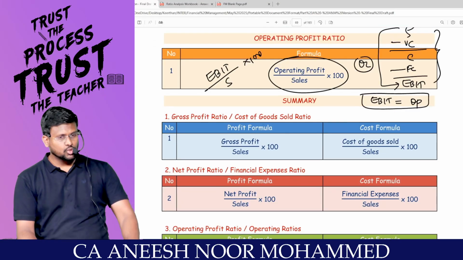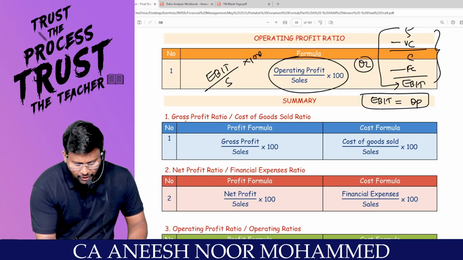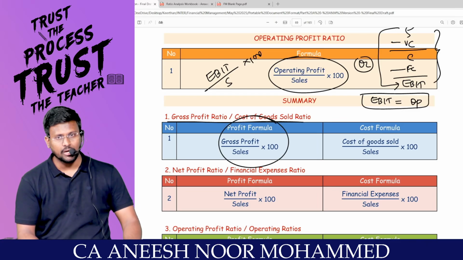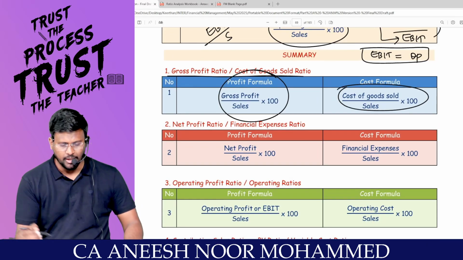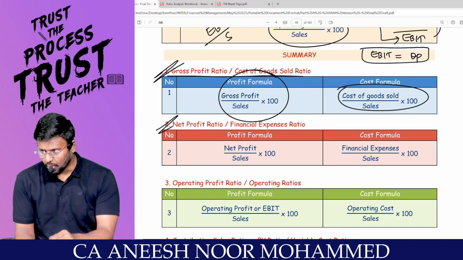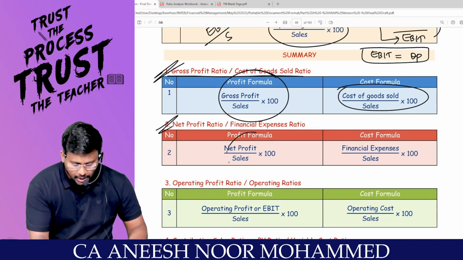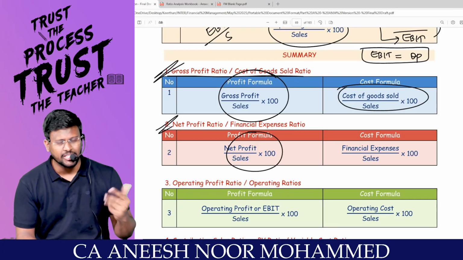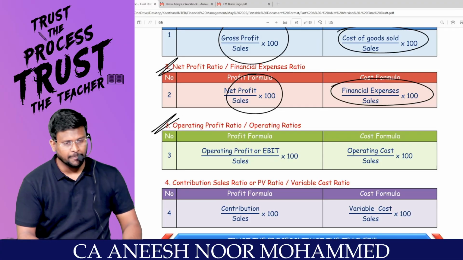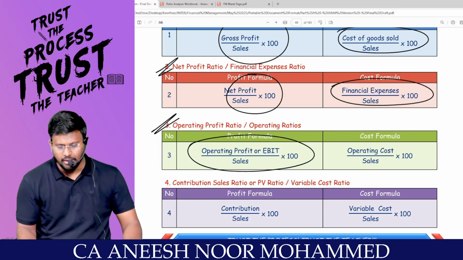Comfortable? So we have one income ratio and expenses ratio. Gross profit ratio and cost of goods sold ratio. GP ratio, GP divided by sales into 100. Cost of goods sold ratio, cost of goods sold divided by sales into 100. Net profit ratio: net profit is there in the P&L account and financial expenses are also there in the P&L account. So net profit ratio, net profit divided by sales into 100. Financial expense ratio, financial expense divided by sales into 100. Operating profit ratio, operating profit or EBIT divided by sales into 100.